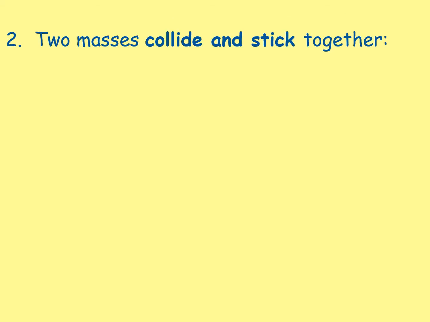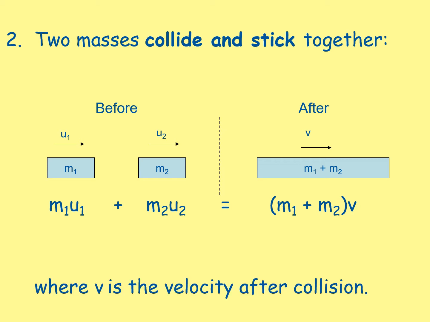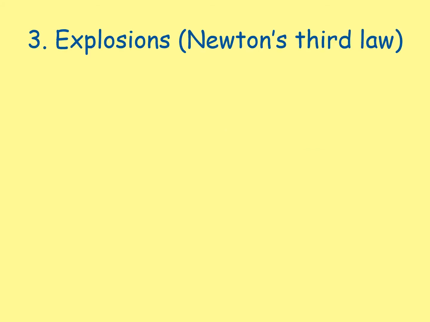The second scenario is when 2 masses collide and stick together. Here we have the 2 separate masses with 2 separate initial velocities, and after our 2 masses are combined, m1 plus m2, going at a final velocity. We write this as m1u1 plus m2u2 equals (m1 plus m2) multiplied by v, where v is the velocity after the collision. The third scenario is explosions, using Newton's third law.